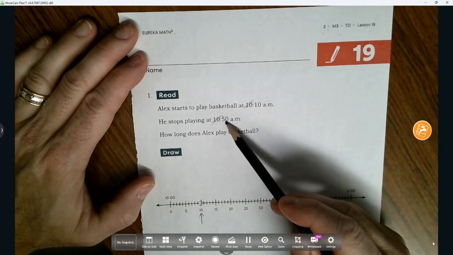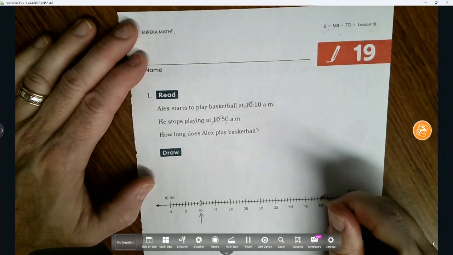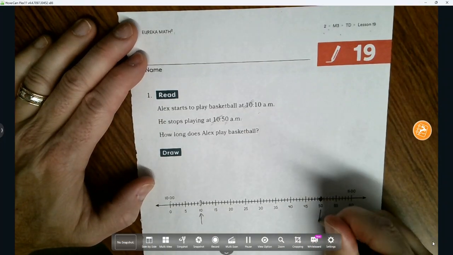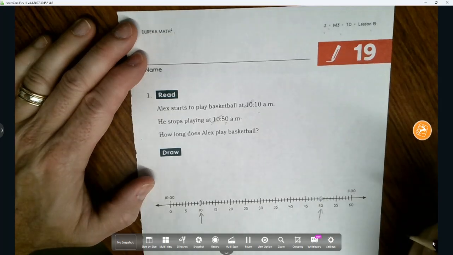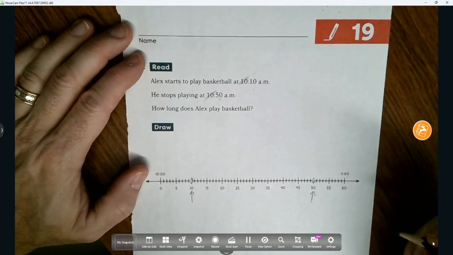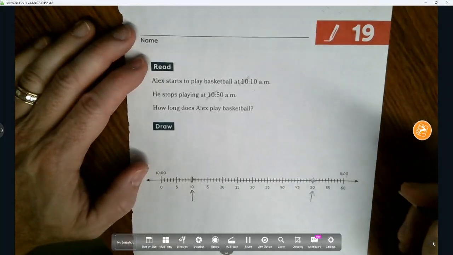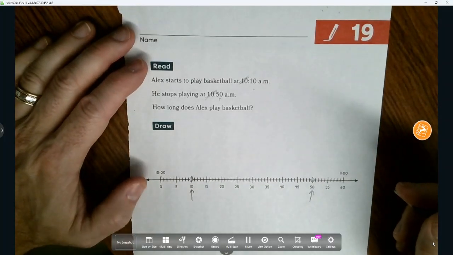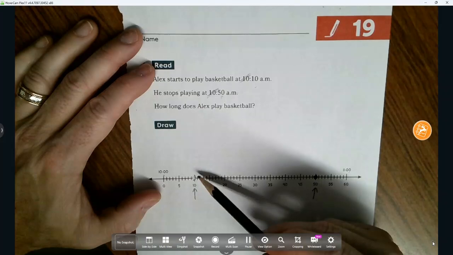Well, the 50 is 50. So let's look. There's a 50 right here. Okay, right there. All right. So now how are we going to count this? We're going to count this the same way we've been counting this. We're not going to change anything new. So we want to just make our jump.